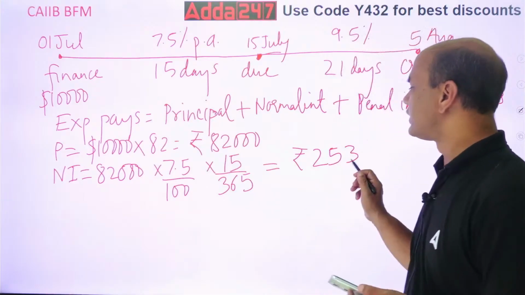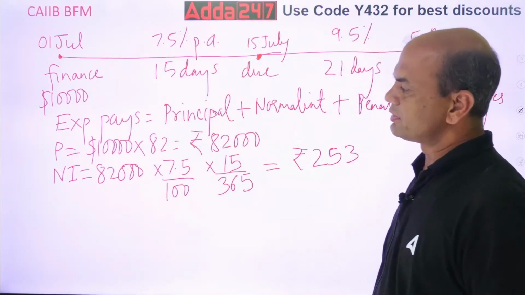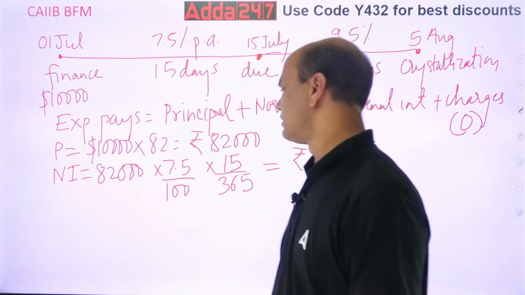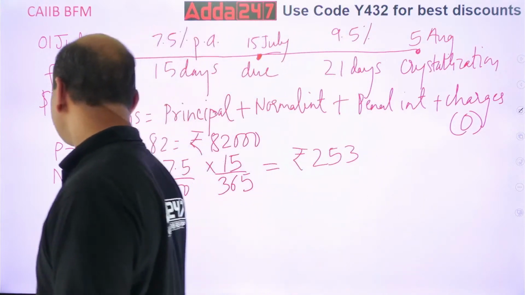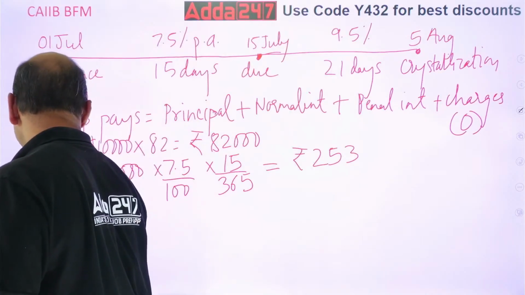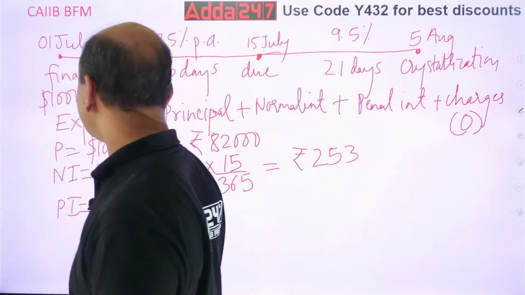Okay, now what about the penal interest? Penal interest, PI, is equal to again the same amount, 82,000.